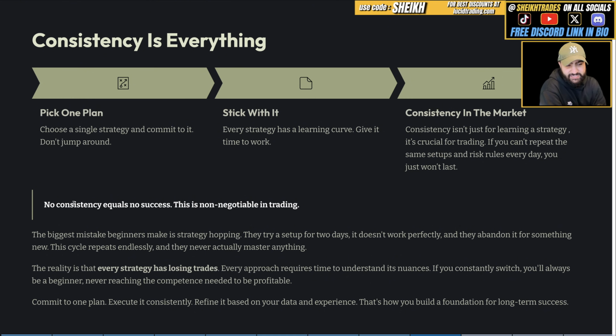So the biggest mistake beginners make is strategy hopping. I think I've spoken about that a lot. With everything in life, when you're just starting your bachelor's degree and you're studying financial economics, or business administration, or civil engineering, you can't just go from first year civil engineering, second year mechanical engineering, third year aviation engineering, fourth year do economics, fifth year do business administration.